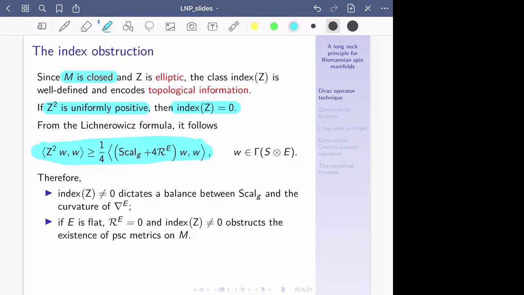And now this inequality tells us that if the index of the operator D is non-zero, then the scalar curvature cannot dominate four times the R endomorphism. So in other words, the index of D being non-zero dictates a balance between the scalar curvature of g and the curvature of the connection on the bundle E. So remember that this endomorphism depends on the curvature of the connection on E. And in particular, when the bundle E is flat, then the endomorphism R is zero, and therefore the non-vanishing of the index of D is an obstruction to the existence of PSC metrics on M.